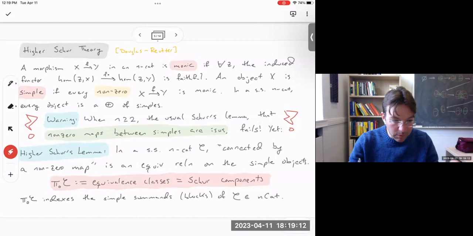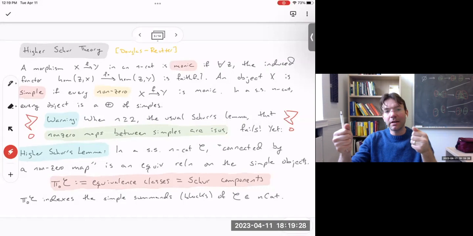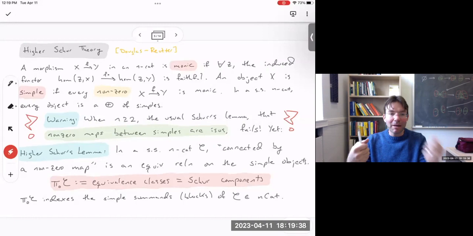How would you prove Schur's lemma? The way you'd usually prove it is you'd say, well, I have two simples, I have a non-zero map between them. Simple implies that every non-zero map out is an injection, but simple also implies that every non-zero map in is a surjection. So you have a map which is both an injection and a surjection. And now you have to prove that a map which is both an injection and a surjection is actually an isomorphism. And this is the thing that fails in higher categories. It fails immediately as soon as you get to two categories.